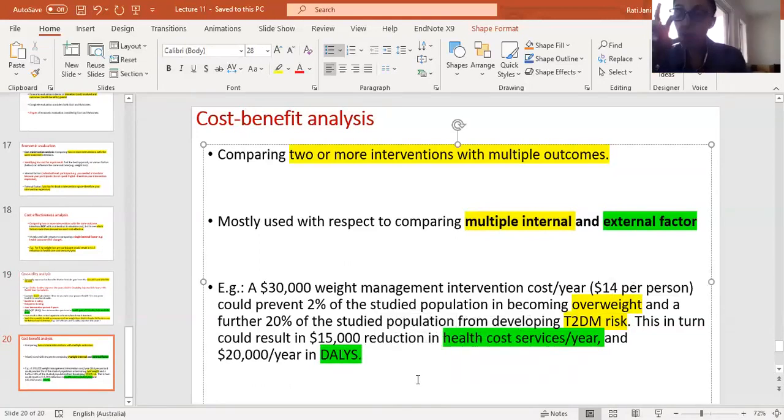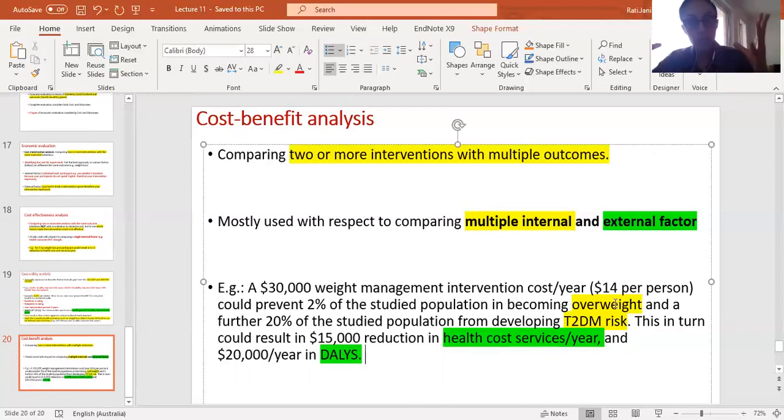So basically, I want you to just get a feel of this, which is, when you are reading something like this in research papers, in the background your thought process should be, yes, they have done a cost benefit analysis. So when you read things like a $30,000 weight management intervention cost per year, maybe your intervention, which you did for 1 year, cost you $30,000 Australian dollars, which was $14 per person per day. Okay, I should have written per day over here, but this is just a hypothetical example, which means it could prevent 2% of the study population from becoming overweight.